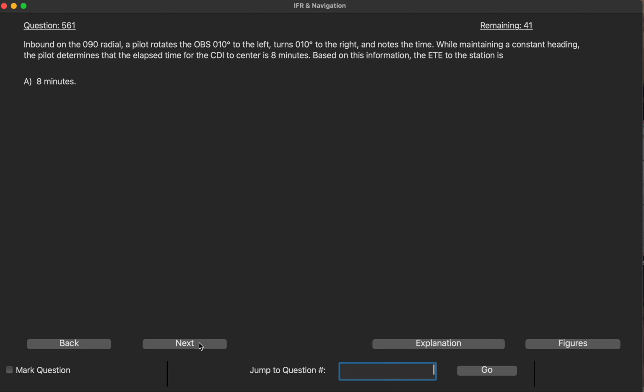Inbound on the 090 radial, the pilot rotates the OBS to 010 to the left, turns 010 to the right, and notes the times. While maintaining a constant heading, the pilot determines that the elapsed time for the CDI to center is 8 minutes. Based on this information, the ETE to the station is 8 minutes.